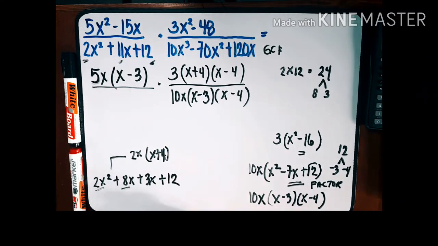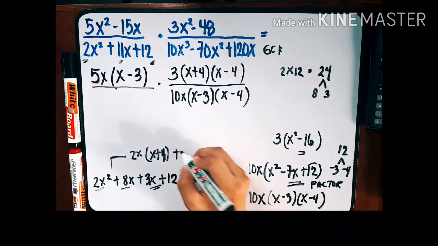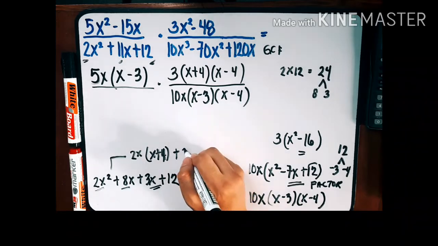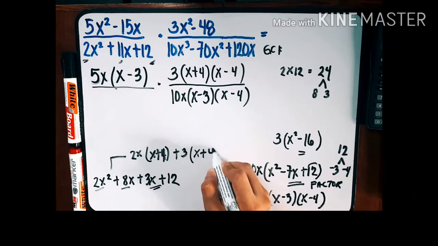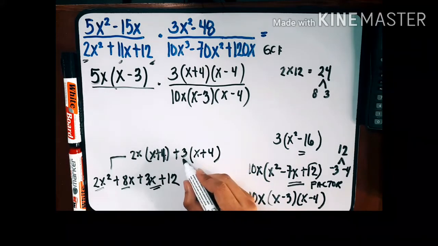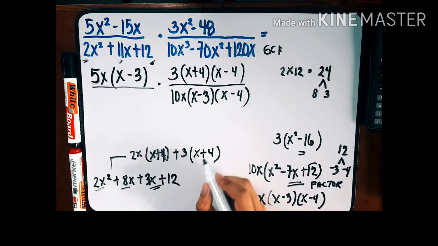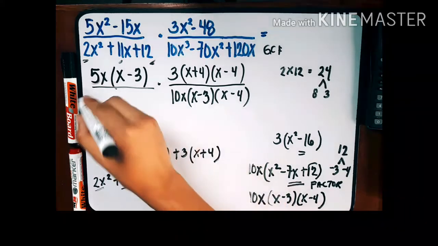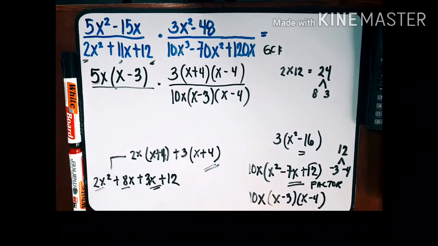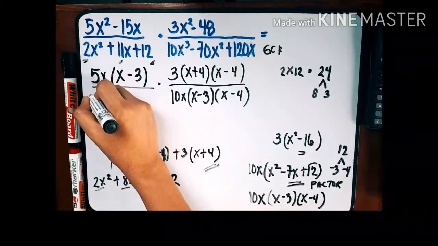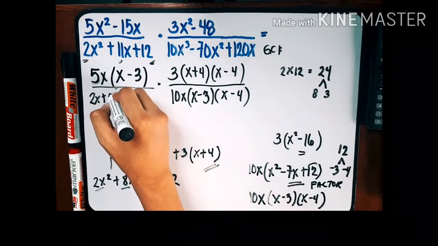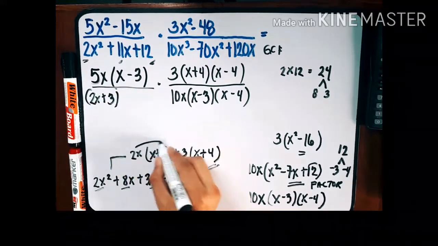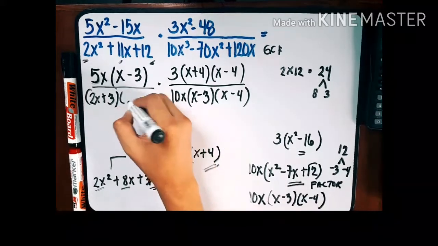Okay? And let's factor out 3x plus 12. Its GCF is 3, so it would be x plus 4, since 3 times x is 3x, and 3 times 4 is 12. So, we can put it here since we've simplified. Let's combine them: 2x plus 3, and then x plus 4.